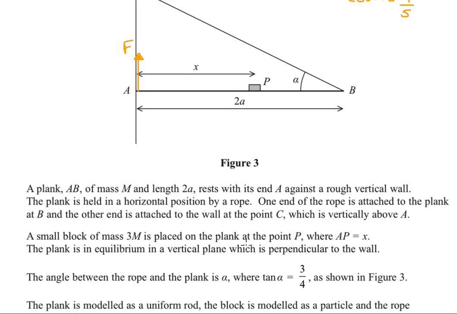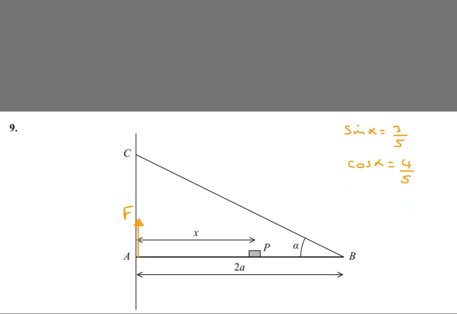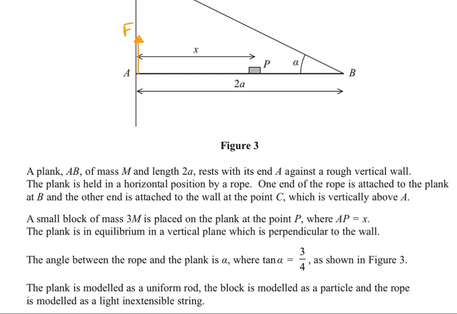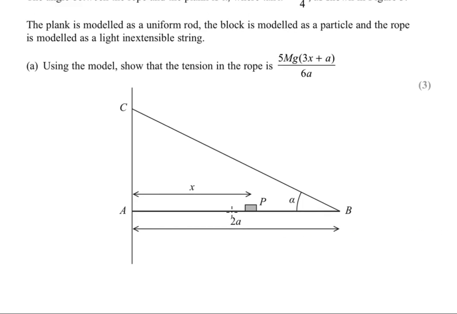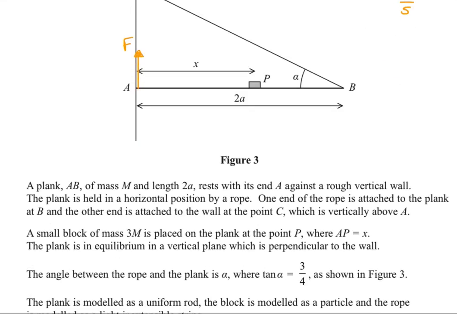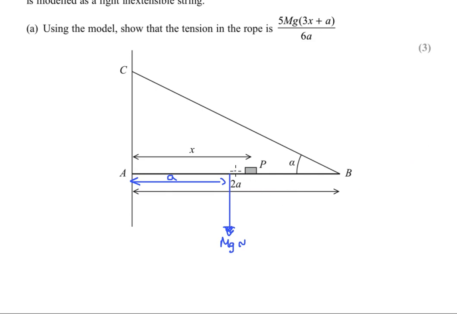What else have we got? We've got a mass, the plank is of mass m, and if we read a bit further down, it's modelled as a uniform rod, which means we can add, I've got the diagram again down here, halfway along a weight of mg newtons, where that distance is A. We also have, if I scroll back up, that little box P, which has a mass of 3m. So that's going to have a weight of 3mg.